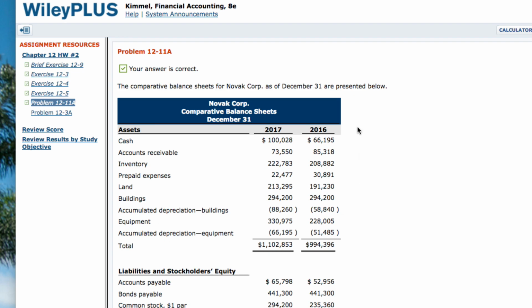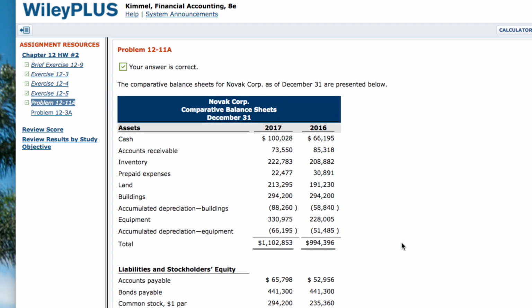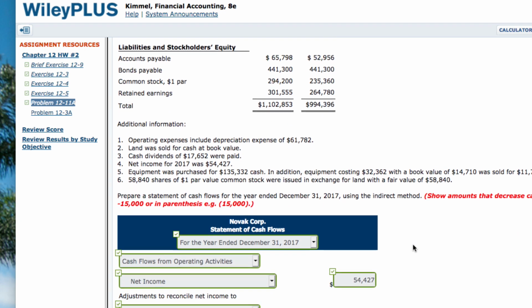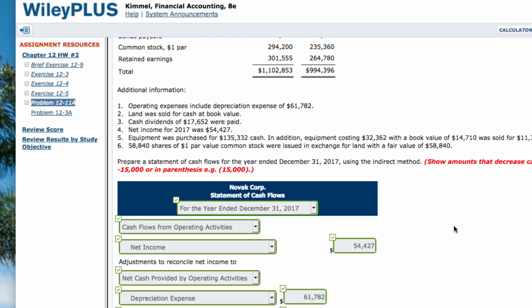Right here, what we have is a comparative balance sheet. So we have all these assets, liabilities, and what they look like. Now remember, because this is December 31st, 2017, this column 2016 is December 2016, so it's only one year. And we have here the additional information.